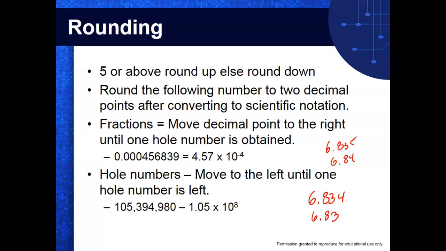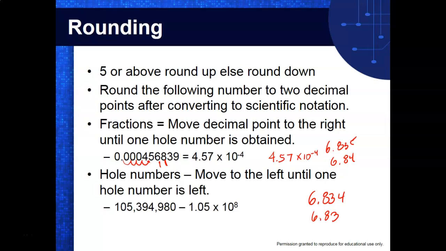Fractions. Move the decimal point to the right until one whole number is reached. This is scientific notation, right? So here we would take this number and stop right there. Everybody okay? And then we round it. So 4.5, and then since 6 is an 8, we would round it to a 7. And then we'd say times 10 to the minus 4th. Everybody okay?